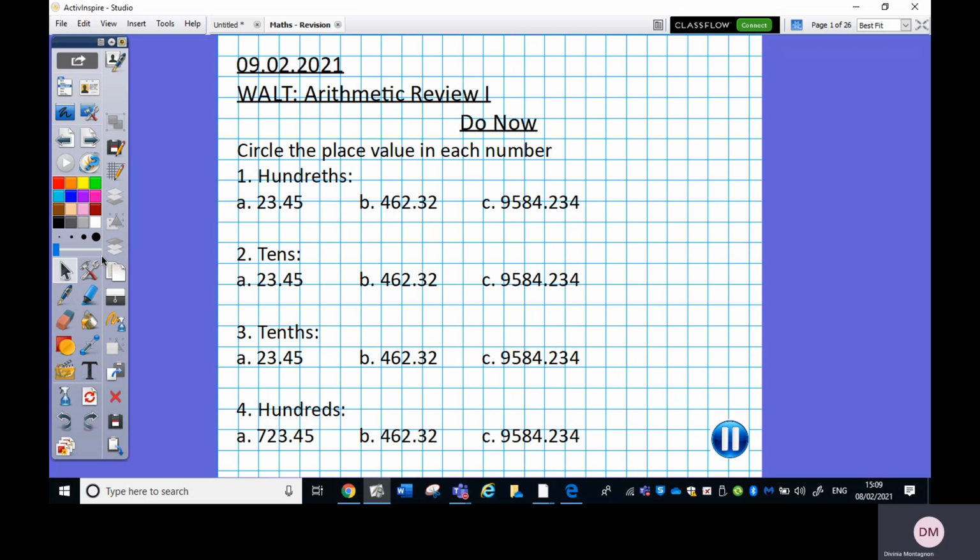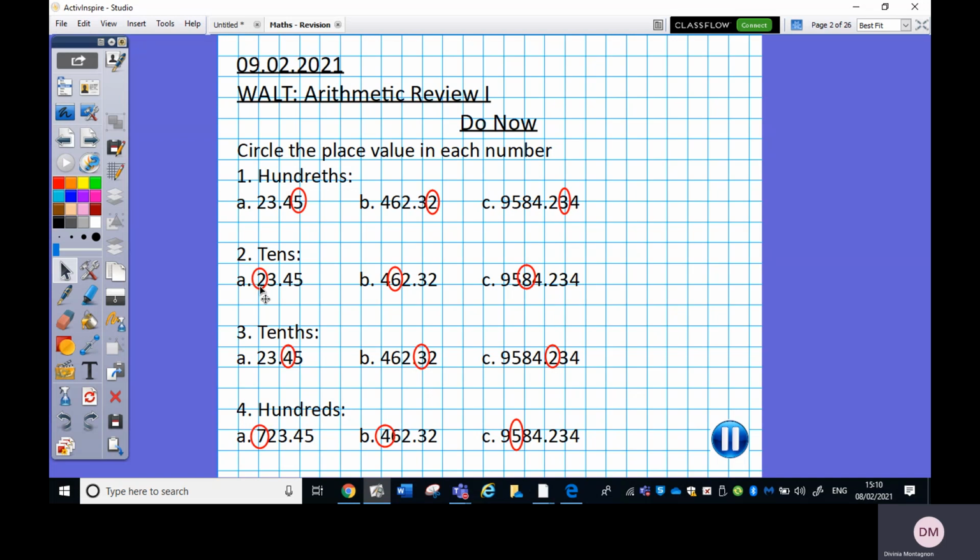So let's begin. We are going to start with the do now. When you have finished, please unpause and we'll go through the answers. So let's take a look. You had to circle the place value in each number. So number 1 was the hundredths. So take a look. A was 5, B was 2, and C was 3.